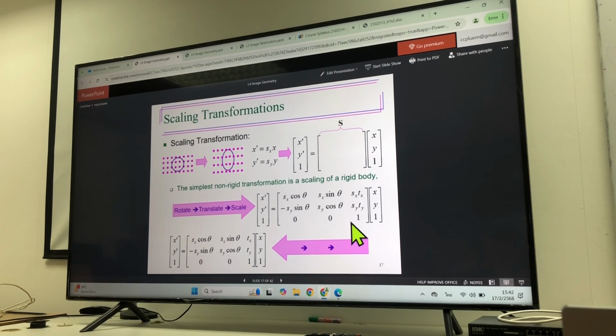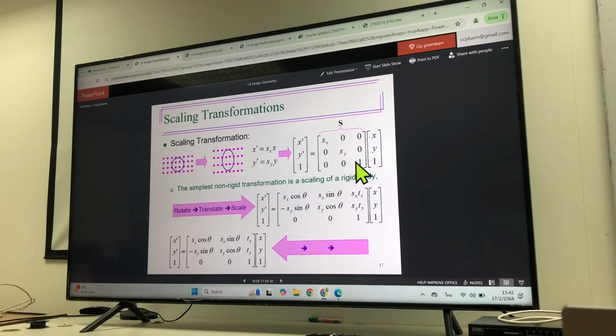Next is scaling. Scaling changes a circle into an ellipse, and the equation is x prime equals sx times x, and y prime equals sy times y. In matrix form: sx 0 0; 0 sy 0; 0 0 1.